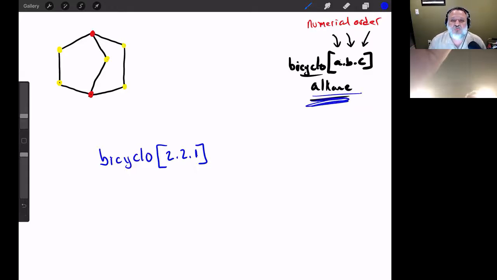It's very straightforward. The alkane name is going to be based on the total number of carbons in the molecule. Take a look: we've got 1, 2, 3, 4, 5, 6 around the hexane ring, and then there's that 7th carbon in the middle that makes it bicyclo. So this is bicyclo 2.2.1 heptane. It's that straightforward.